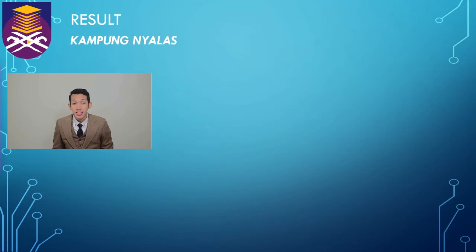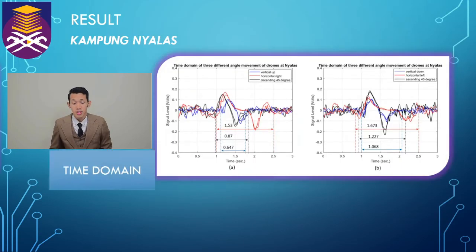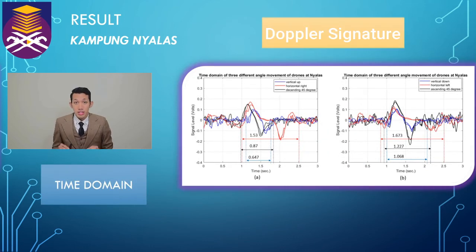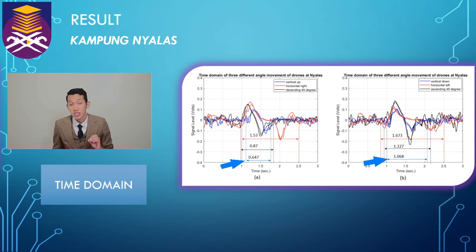The last result is at Kampung Yalas. For the time domain, this also follows the trend of MIPS and Teluk Kemang, where the horizontal right and horizontal left have the highest time taken. This is because the cross-section area crossing the baseline is high. Vertical up and vertical down also have the lowest time taken.